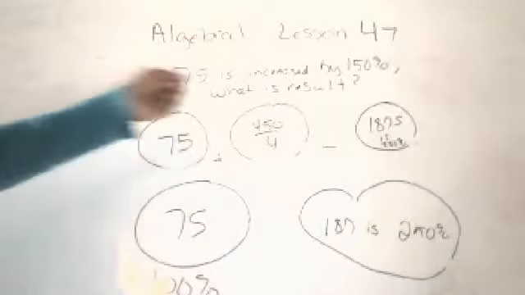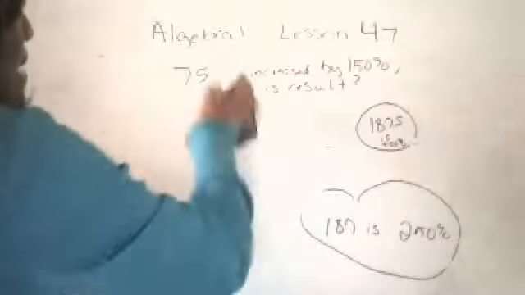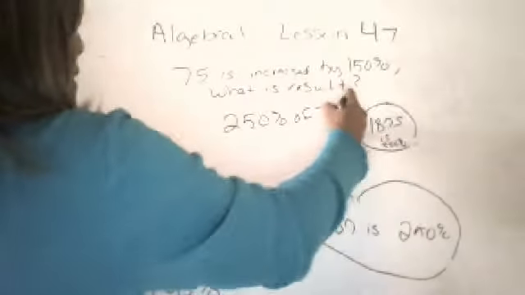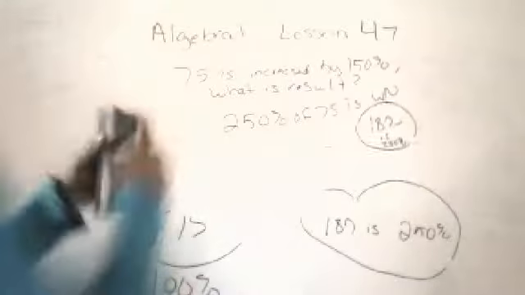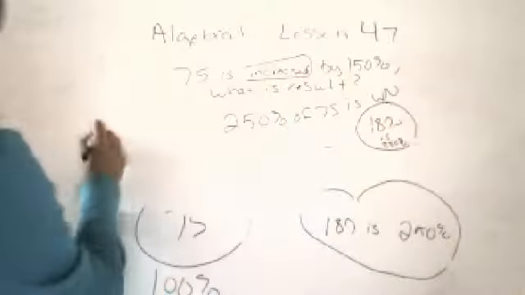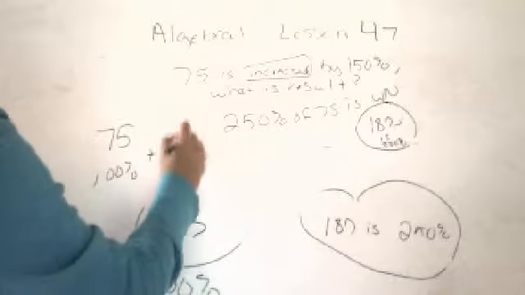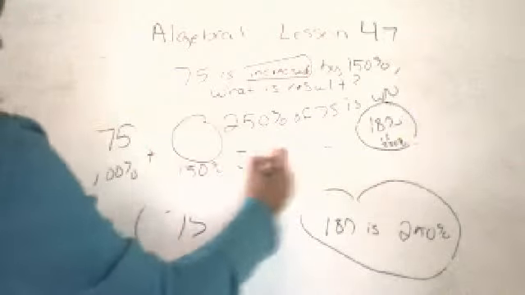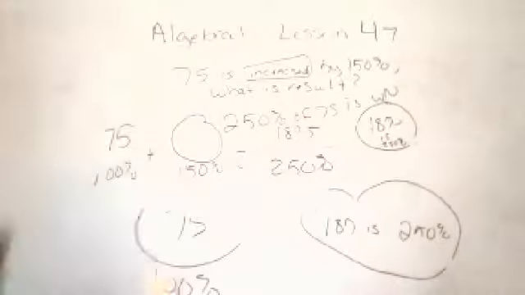Okay. So you had to be careful because it says 75 is increased by 150%. What's the result? So it's 150% plus the 100%, so it's really 250% of 75 is what number? That one's a little tricky because of this word right here, increased. So you had 75 at 100%, add it to 150% of 75, gave you 250%, which gave you 187.5. Okay?